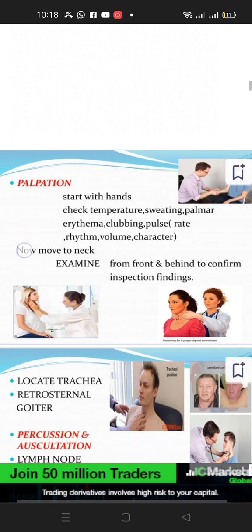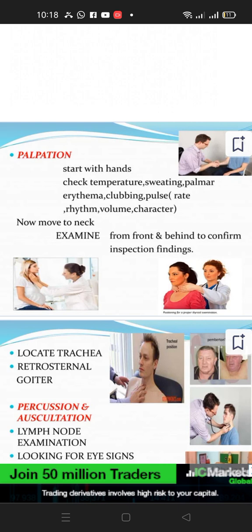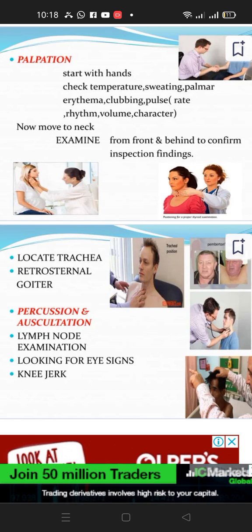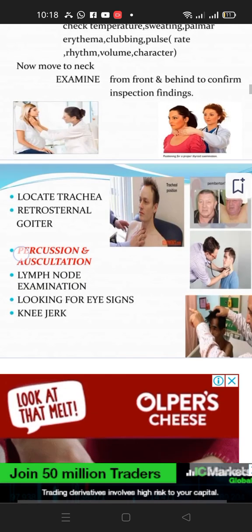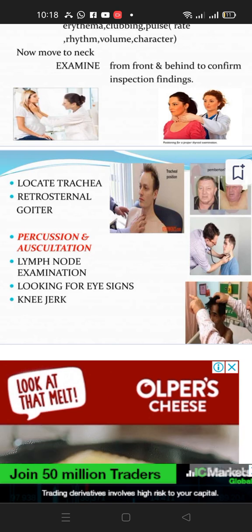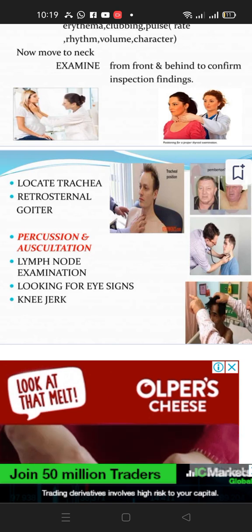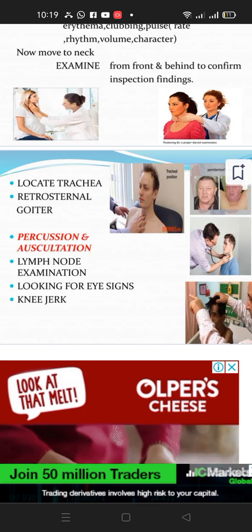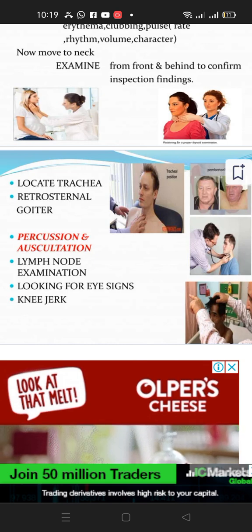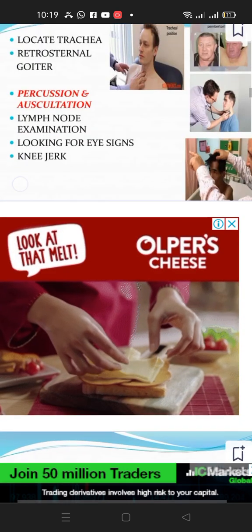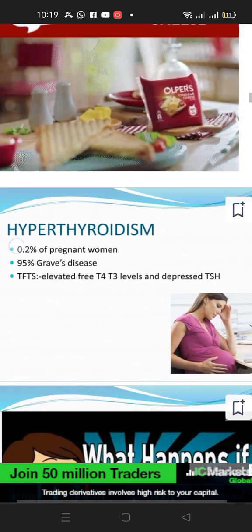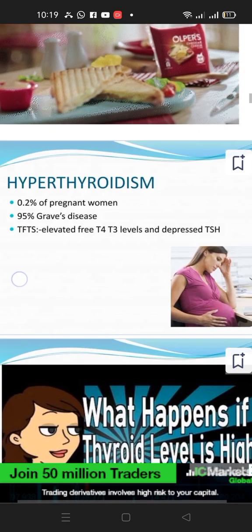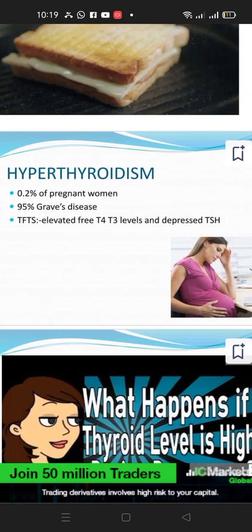Also we have to examine the neck from the front and from the back, and we have to see the retrosternal extent of the thyroid gland by asking the patient to raise the hands, and in this way if there is stridor or difficulty in breathing, then we should expect that there is a possibility of a retrosternal extent of the thyroid gland. Then we will definitely go towards percussion and auscultation, and knee jerks will also be evaluated.